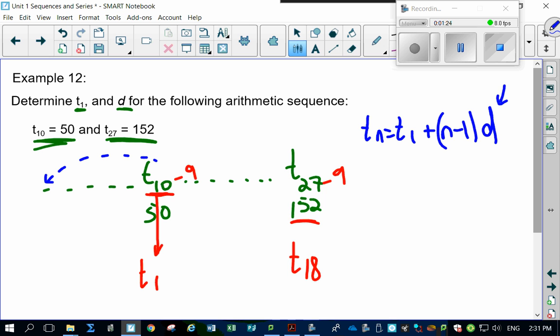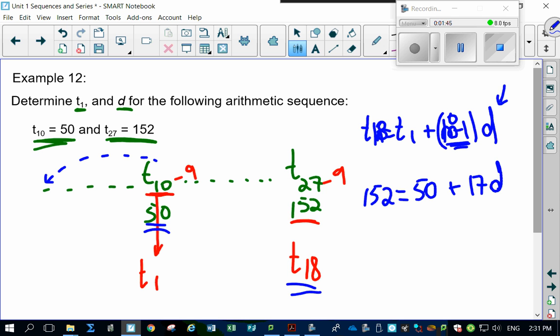Okay, so let's find D first. So temporarily, this is 18. So that's 18. That's 18. Okay, so T18 is 152. T1 temporarily is 50 plus 18 minus 1, that's 17, times D.